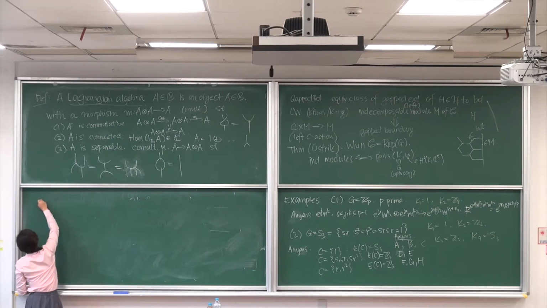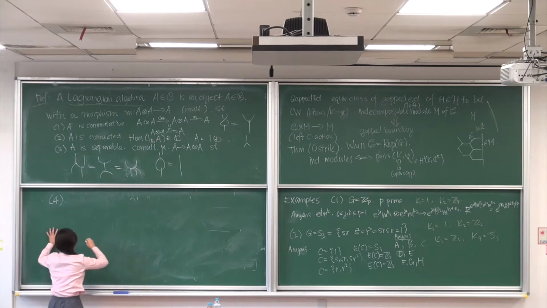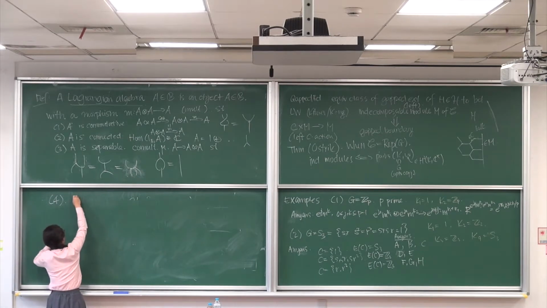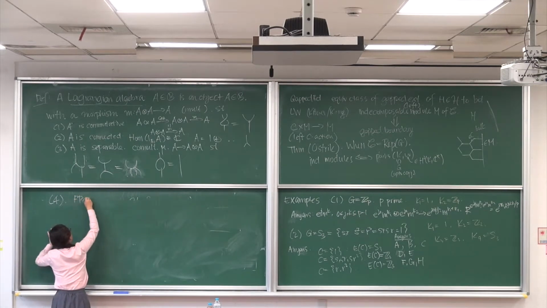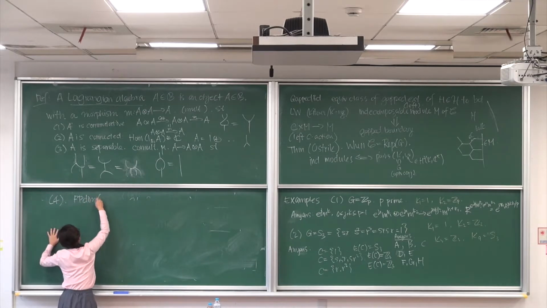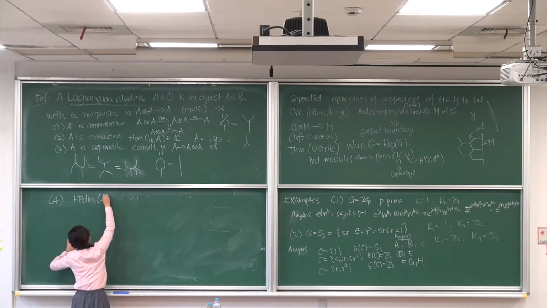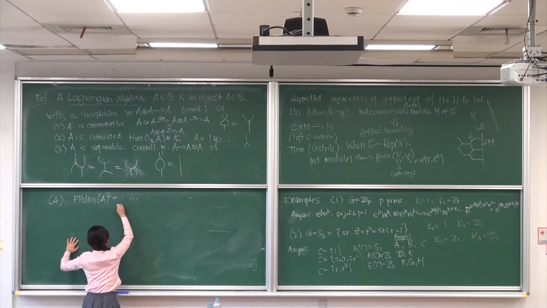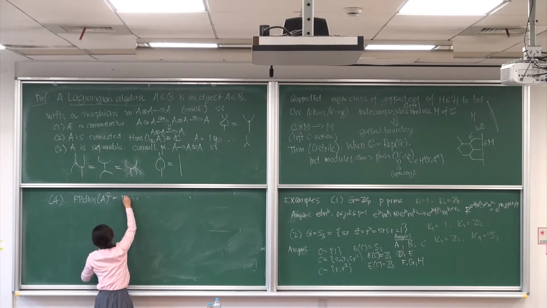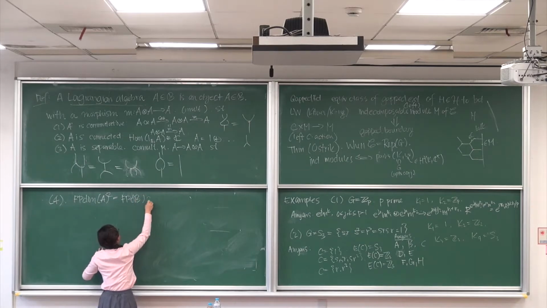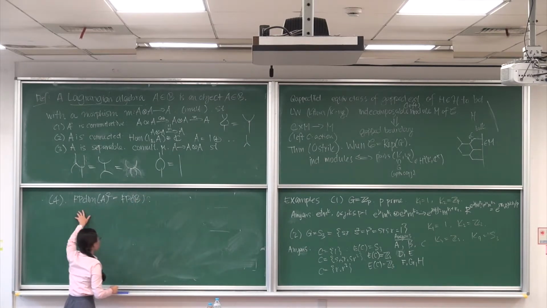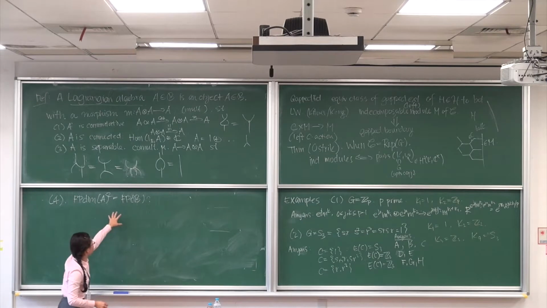Our fourth condition is that the quantum dimension of this algebra is the square root of the quantum dimension of the entire category. So let me just briefly review the quantum dimension here.